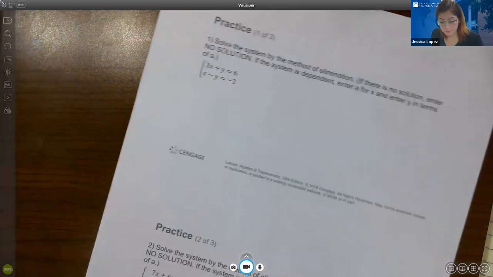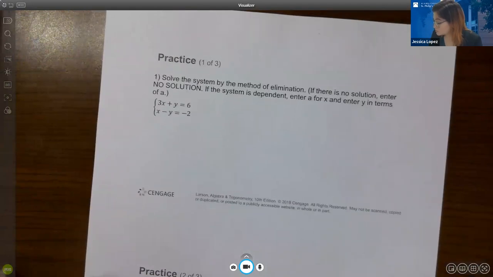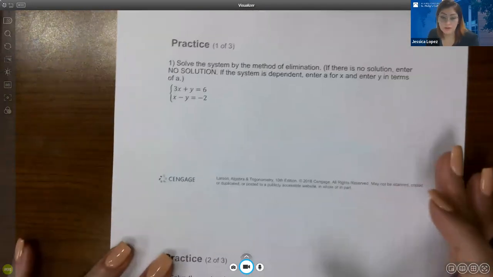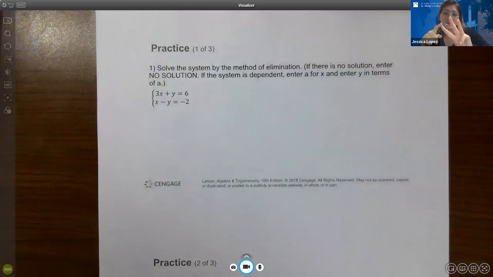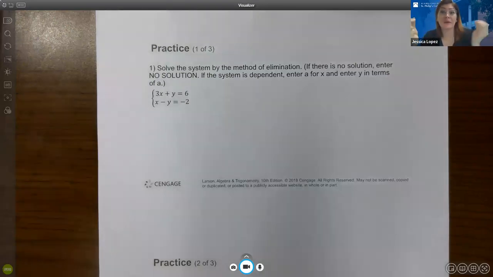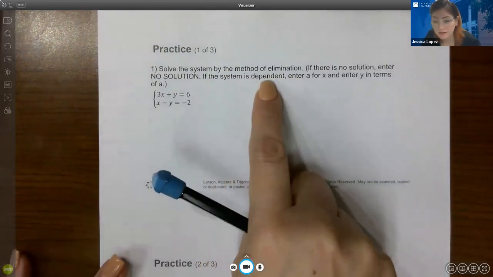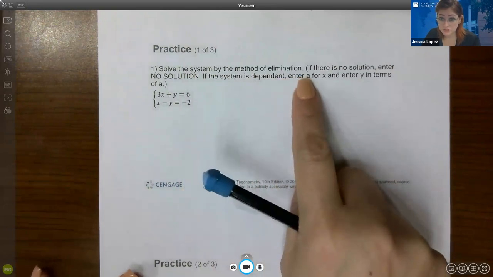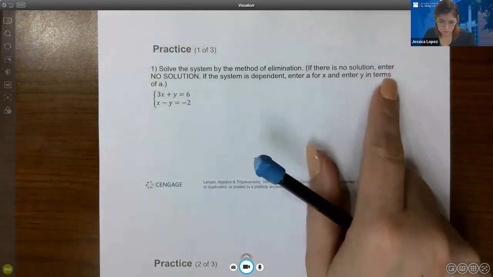So next we have a few solutions. I'm hoping that all of my equations that were picked in here give you an example of each situation. Remember, you had three cases. One where they intersect at exactly 1 point, so you get one solution. One where they don't intersect at all, so you get no solution. And then one where they're the same line, so they intersect everywhere. What does that solution look like? That's going to explain this. It says if the system is dependent, meaning it's the same line, enter A for X and enter Y in terms of A. So hopefully we get one of those problems so I can show you what that means.